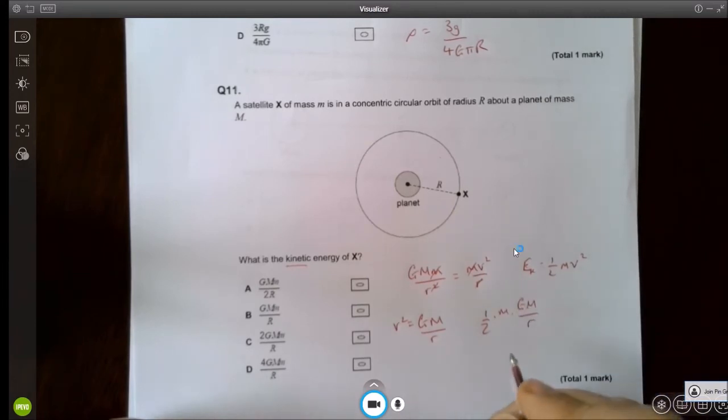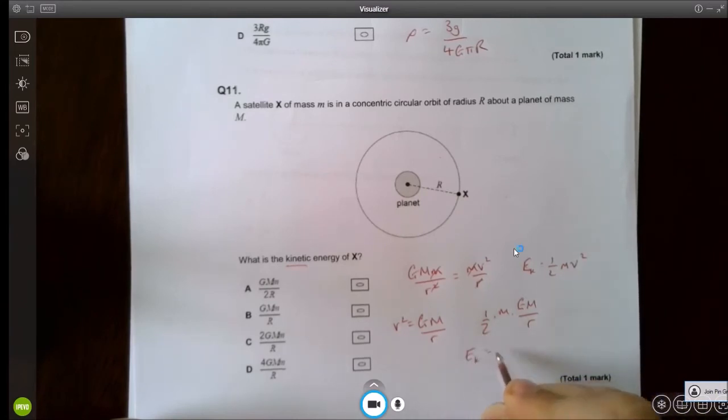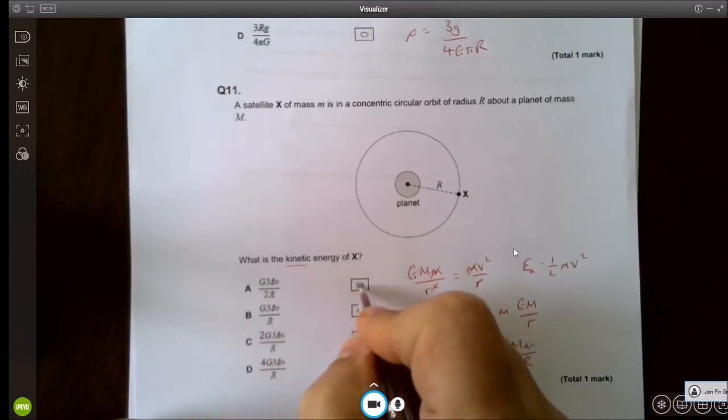And again, if we look over there, we've got a capital R, so the kinetic energy Ek equals, to put it in the order they've got it, GMm over 2R. So the answer is A.